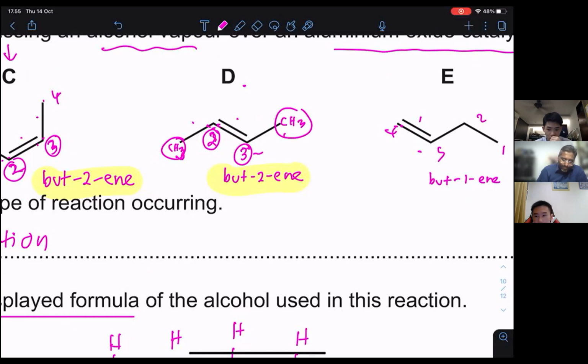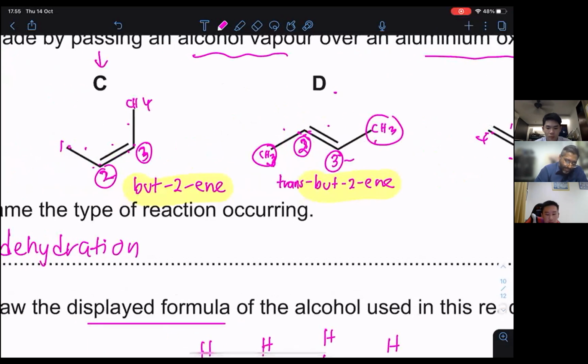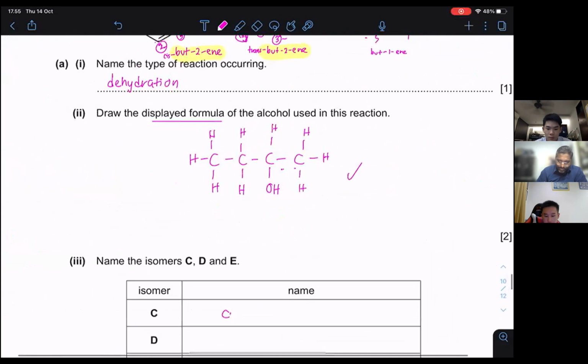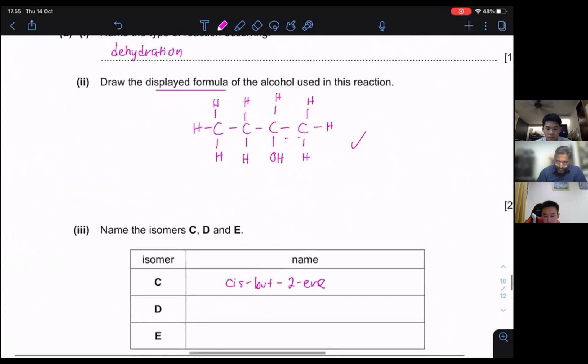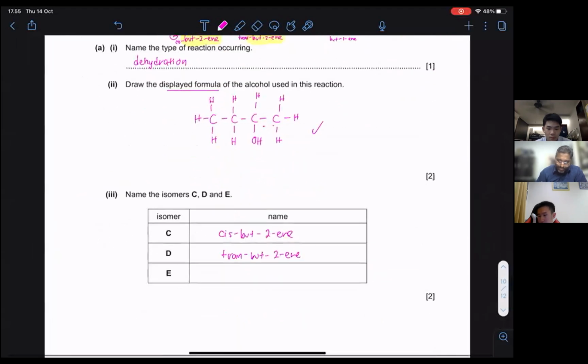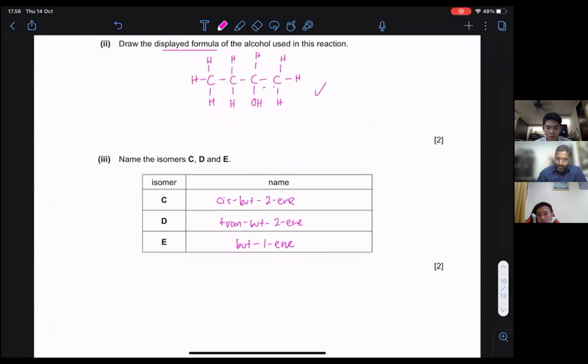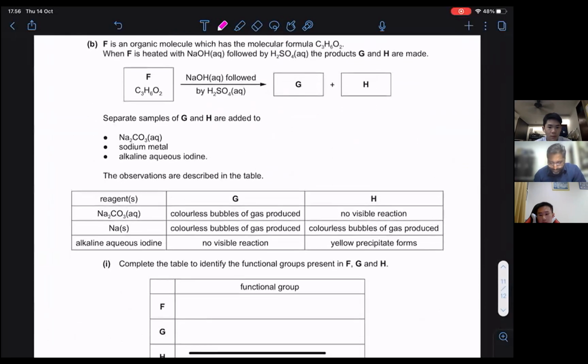Trans. Yeah, so this is trans. You can see this is CH3 side by side, cis. So when they ask you to name, you just need to name accordingly: cis-but-2-ene, trans-but-2-ene, and the last one is but-1-ene. Okay, done.